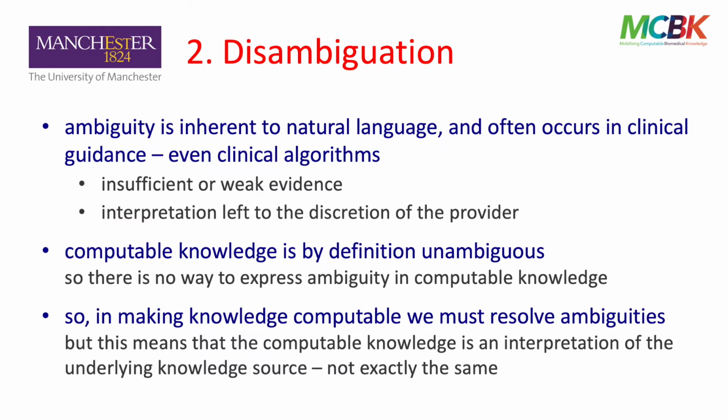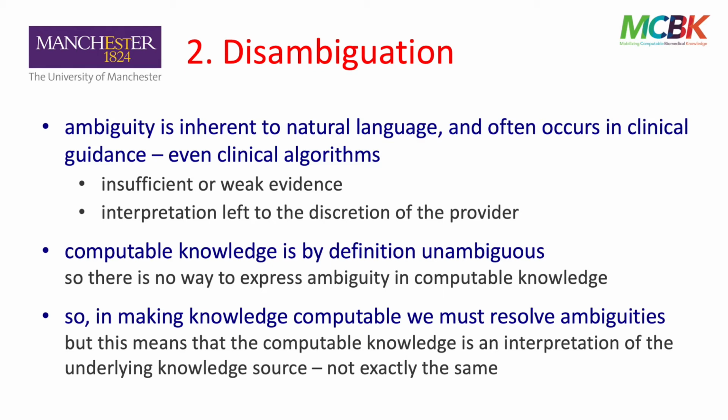One of the parallel challenges of formalising knowledge is disambiguation. In general, we want to convert some sort of explicit knowledge, say our NICE recommendations, into a computable form. We run into problems when that source document is ambiguous for one reason or another. And that tends to be for one of three reasons.